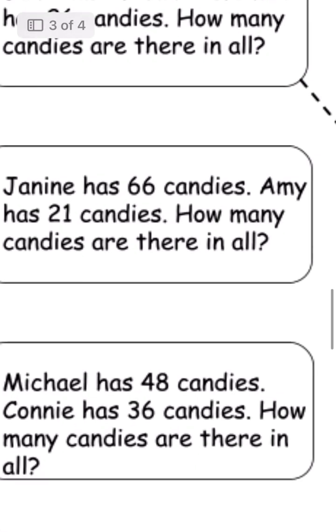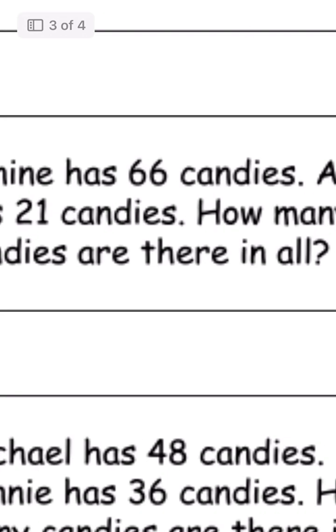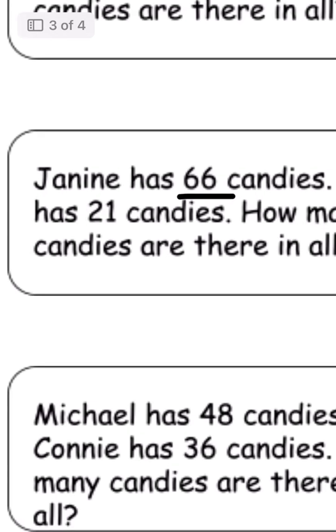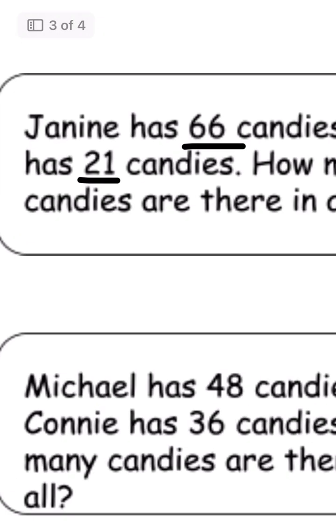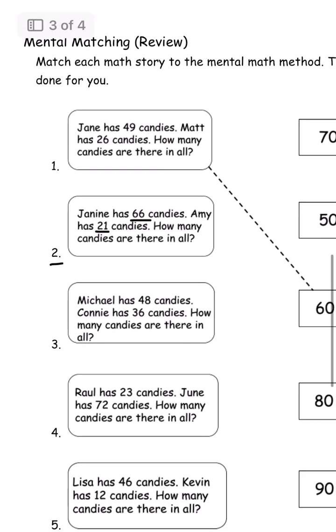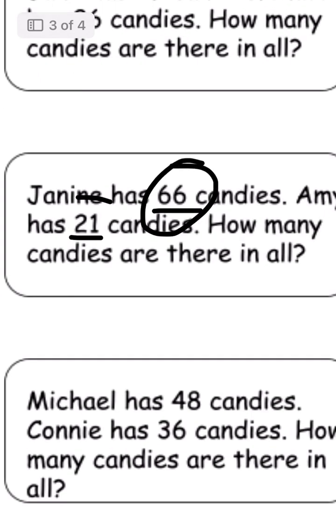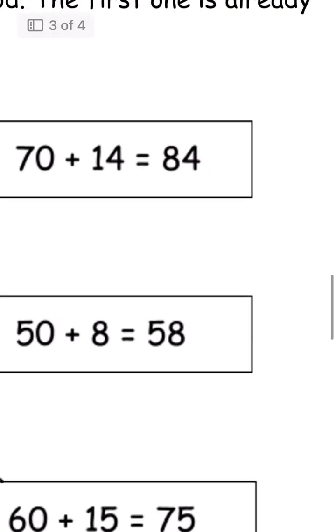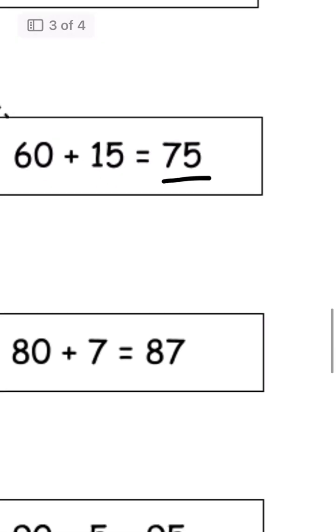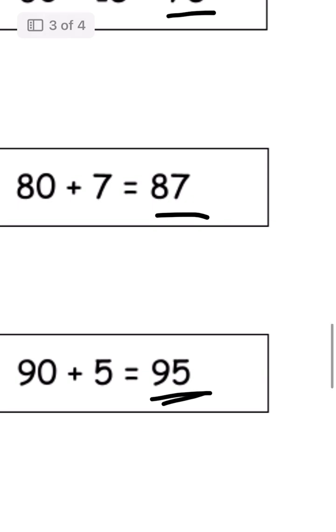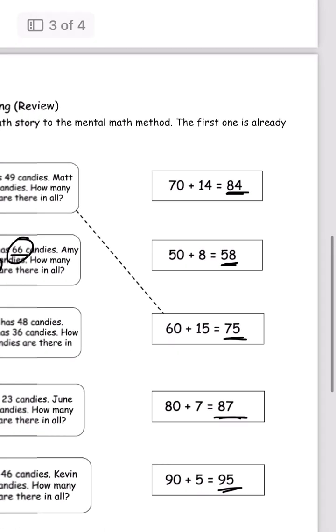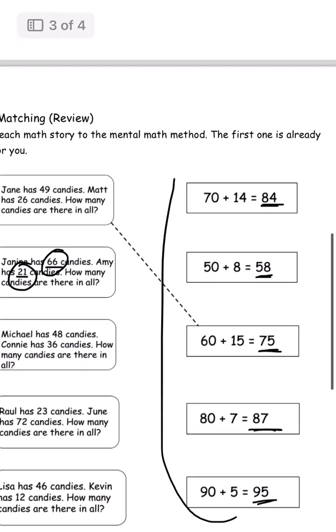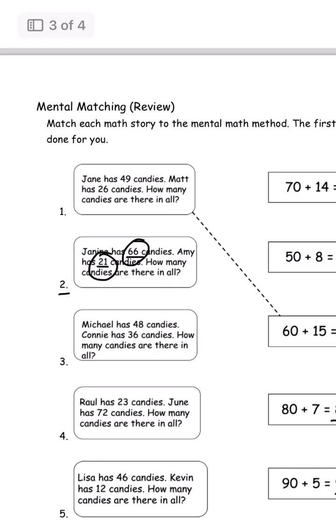The second one says Janine has 66 candies, and Amy has 21 candies. So how many candies are there in all? We can find this by adding 66 and 21. It will give us the answer, and it should be one of the answers over here, but that wouldn't match this process, right? The mental math method. So we have to try it.